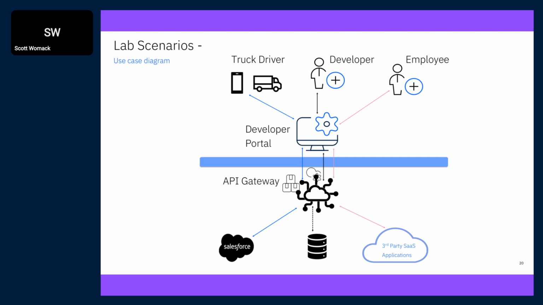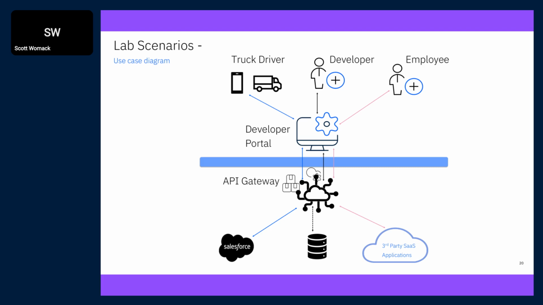So on the left-hand side, what we're going to be doing in our primary use case today is we have a CRM on the back end. In this case, it'd be Salesforce. And what we want to do is we have created a customized API accessing Salesforce, and we want to expose that to our customers out there.